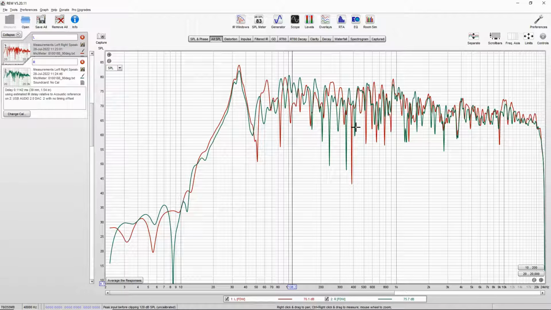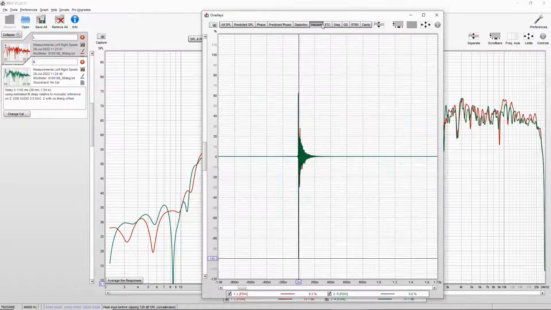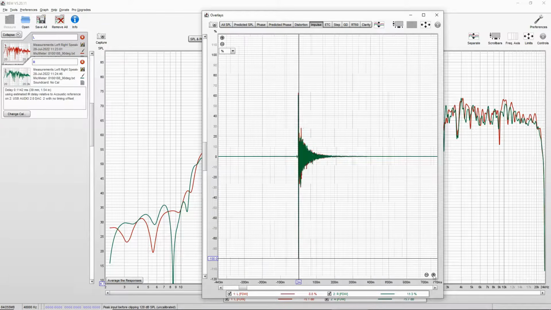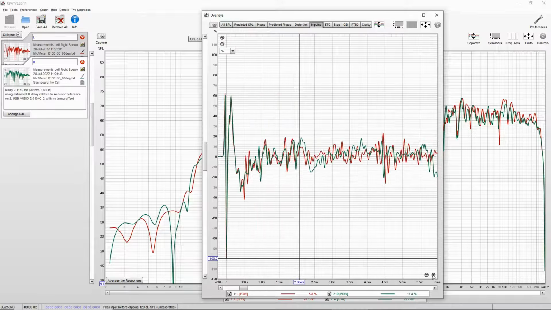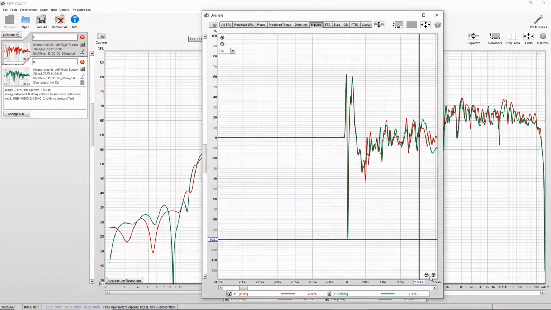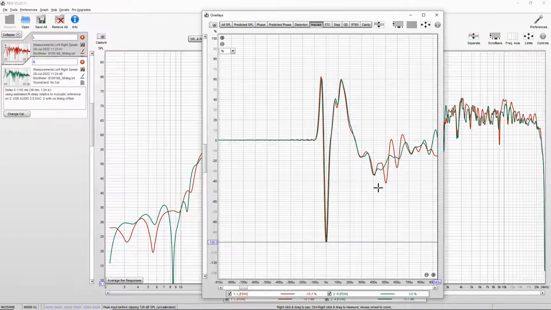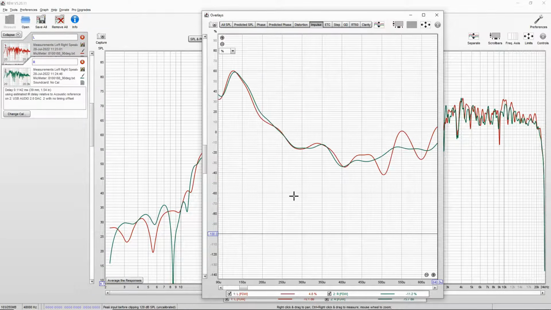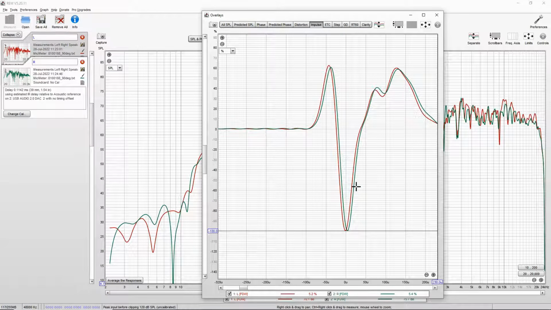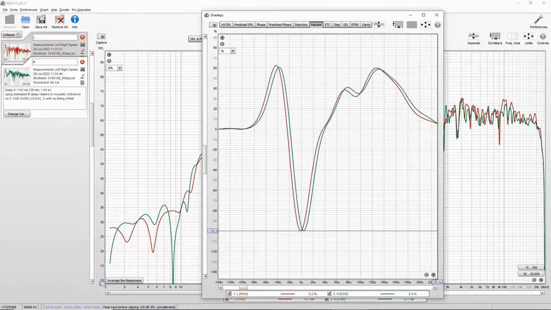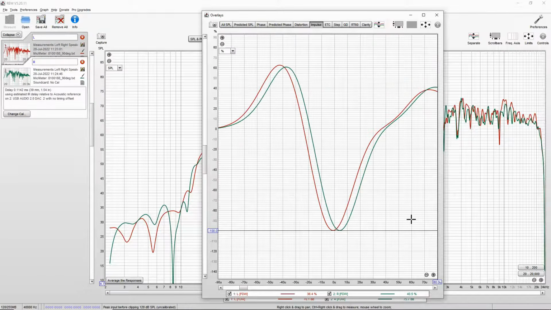First thing we do is time align them. We go to overlays, impulse response, and magnify it. This is the left and right impulse responses together. There are easier ways to magnify quickly, but this is quick enough. As you see, when we magnify enough, we start to see a difference between the left and right speakers. Here, the right speaker, highlighted in yellow now, is arriving earlier than the left speaker.